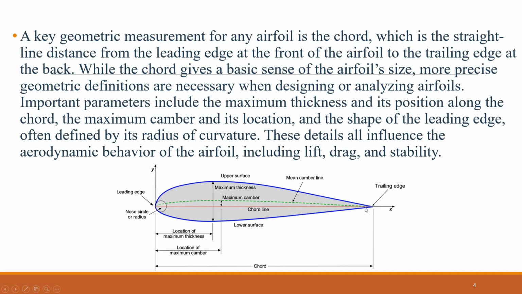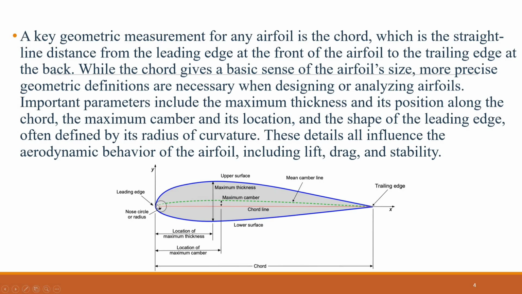While the chord gives a basic sense of the airfoil's size, more precise geometric definitions are necessary when designing or analyzing airfoils. Important parameters include the maximum thickness and its position along the chord, the maximum camber and its location, and the shape of the leading edge, often defined by its radius of curvature. These details all influence the aerodynamic behavior of the airfoil, including lift, drag, and stability. In most airfoil designs, the thickness is applied perpendicular to a mean camber line.